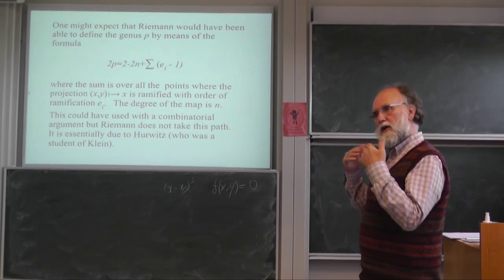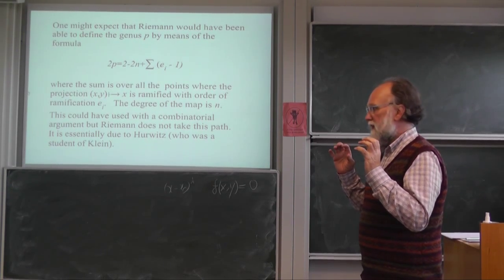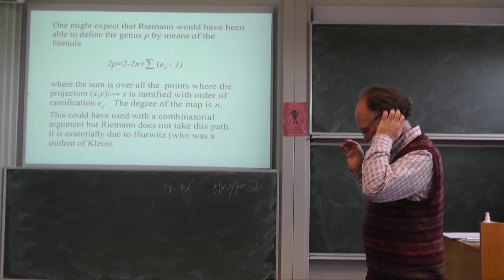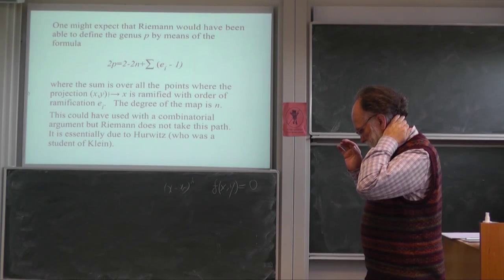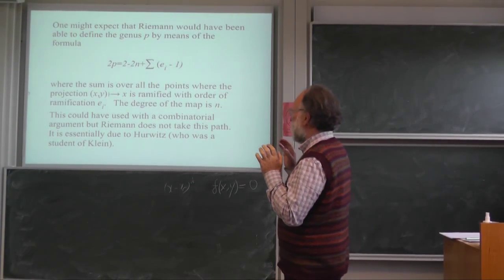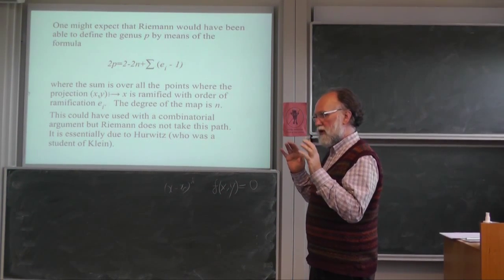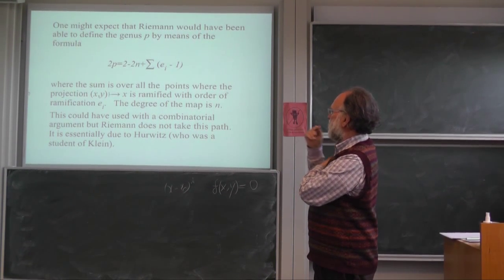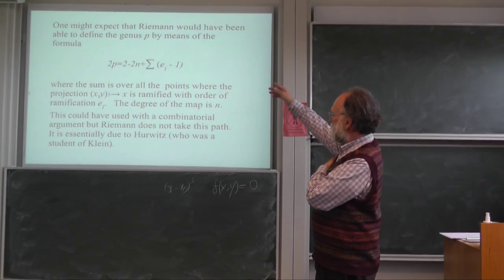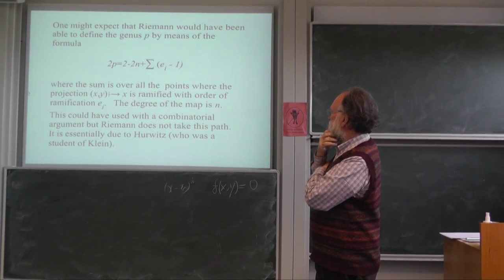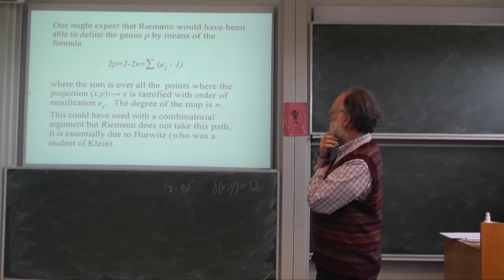So this is the argument. Now, what Riemann does not do, it turns out that what he needs for the argument that he is going to carry out next is exactly the intersection matrix of the homology group. One might have thought that, using the ramification, one can describe the genus in terms of the Riemann-Hurwitz formula.